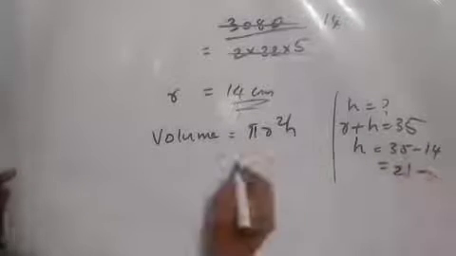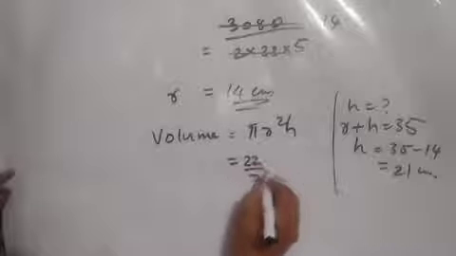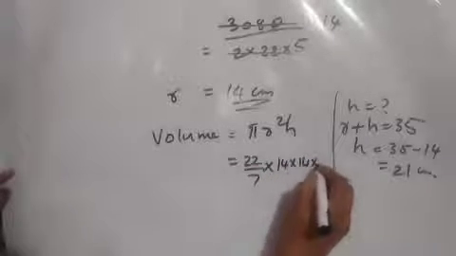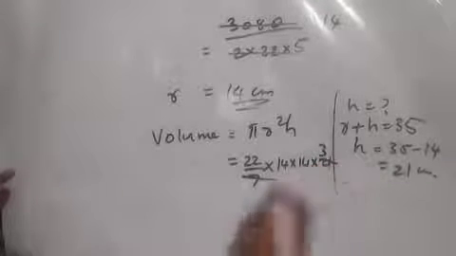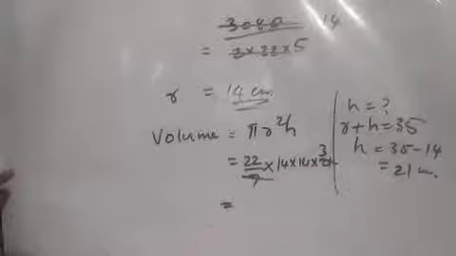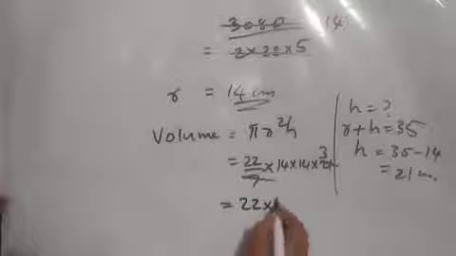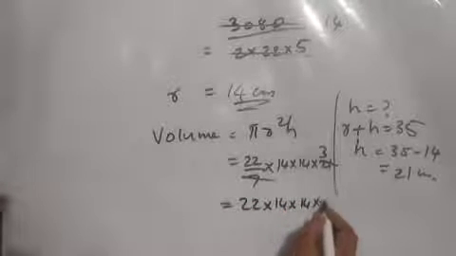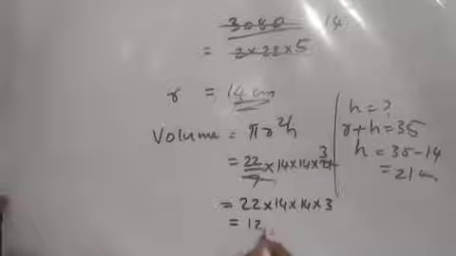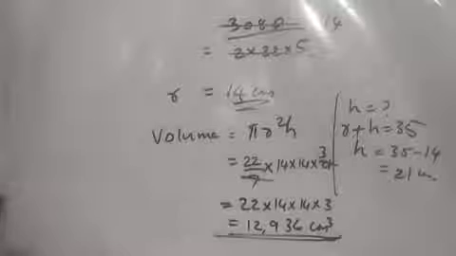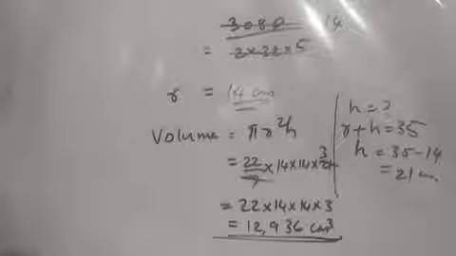21 centimeter is the height. So substitute 22 by 7 into r square, 14 into 14 into 21. Multiply to obtain the volume. That is equal to 22 into 14 into 14 into 3, which is 12,936 centimeter cube. This is the volume of the cylinder.